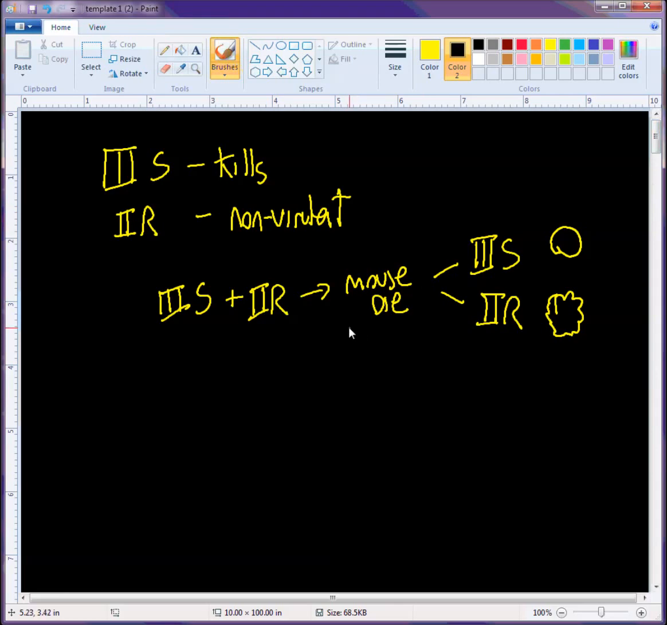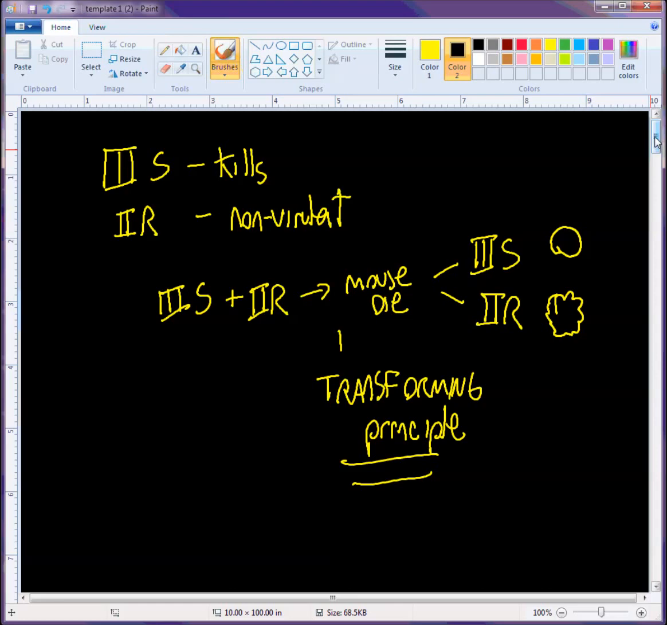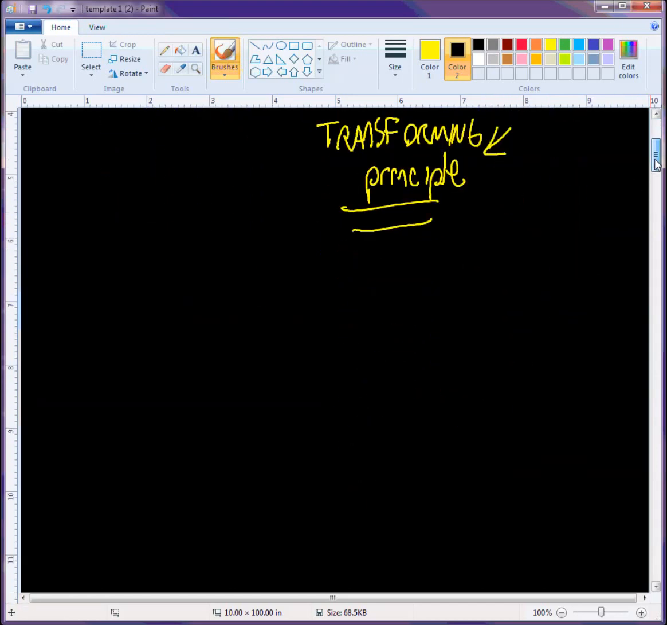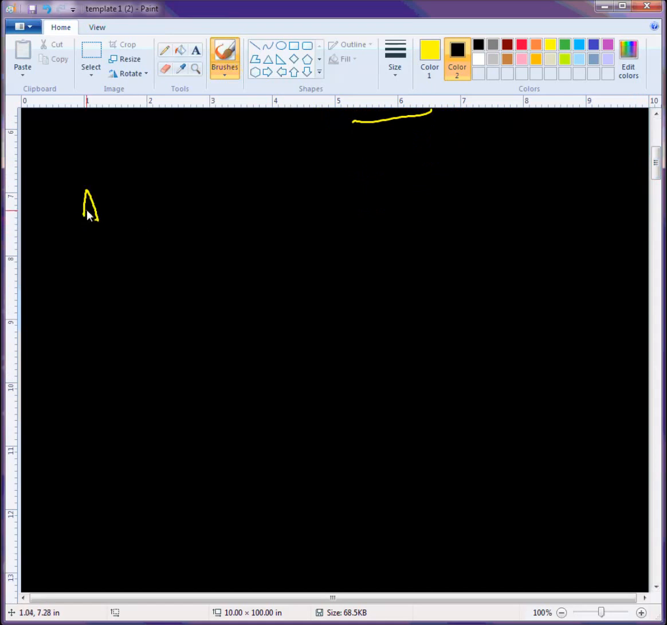Well, Griffith named the transforming principle. Whatever factor was actually doing the transforming of the 2R into 3S was named the transforming principle. And then scientists, for about 20 years later, took to identifying what is in here that is doing the transformation. So we'll jump right up to Avery, MacLeod, and McCarty. So what did they find?